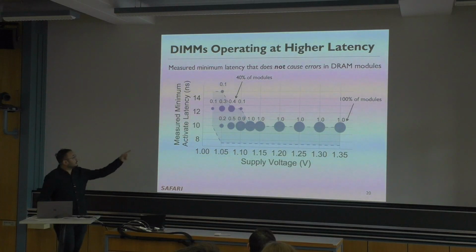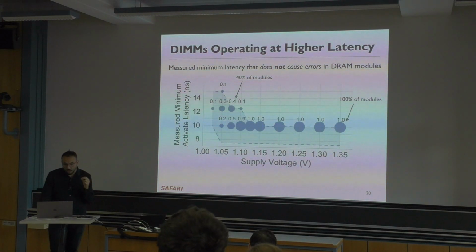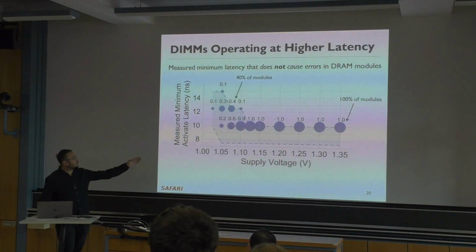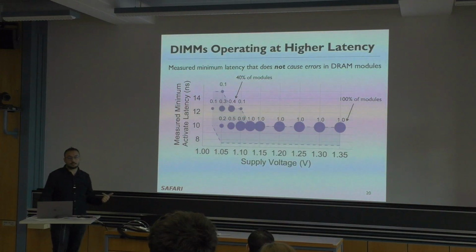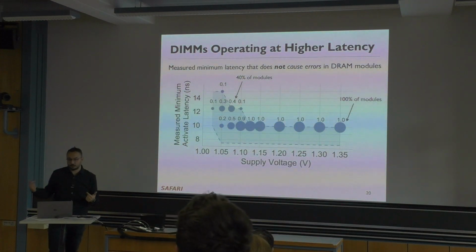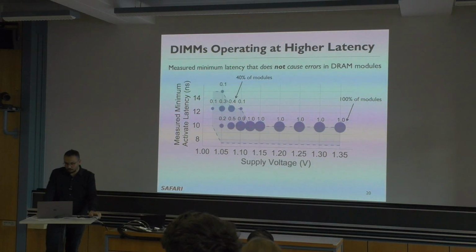And then after some point, you see that we need to increase the activation latency for reliable operation. If you look at the x-axis and find 1.1 volts, you see that 90% of the chips work with a latency around 10 nanoseconds. And then for the other 10% of the chips, you need to increase this activation latency to 12.5. And then you have reliable operation again. So this proves that this is actually a source of the reliability issue in reduced-voltage operation.